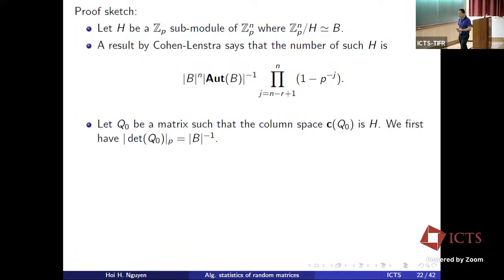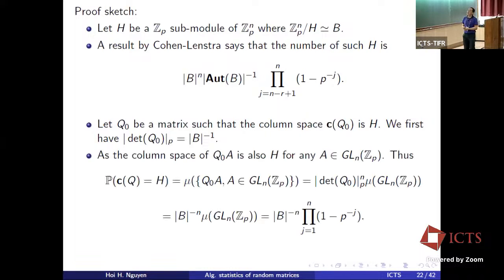Now, taking this for granted, I let Q0 be any matrix whose column space spans H. Then this is the formula that I told you before: the determinant of the matrix is the size of the group, but here we take the p-adic absolute value, so it's reversed, and it will be 1 over the size of the group. And so it turns out that if Q0 is one where the column space is H, then you look at all matrices of the form Q0 A, where A is invertible over Z_p; the column space of this matrix also spans H.